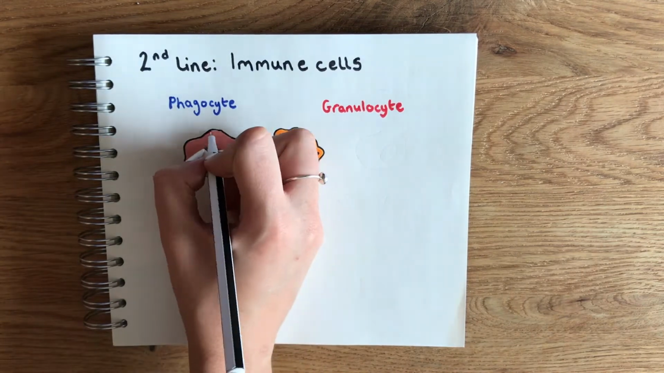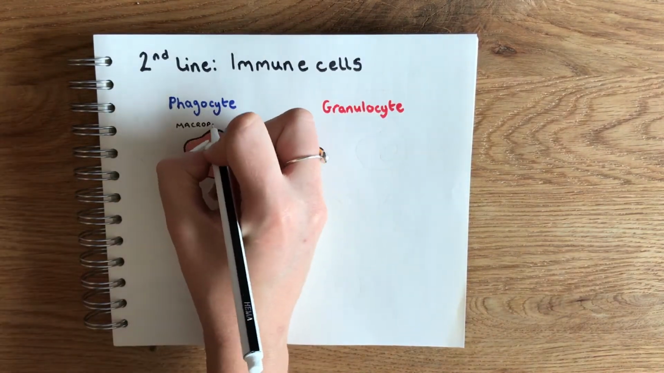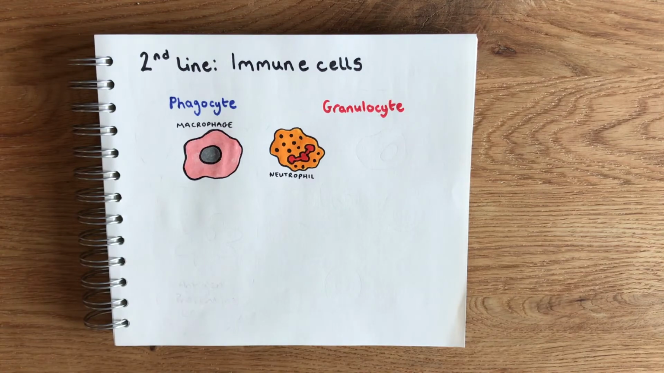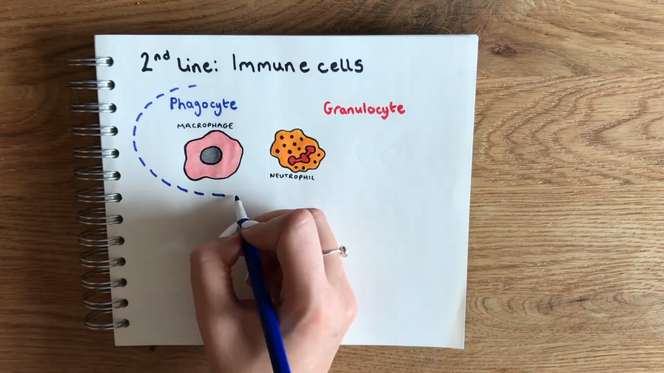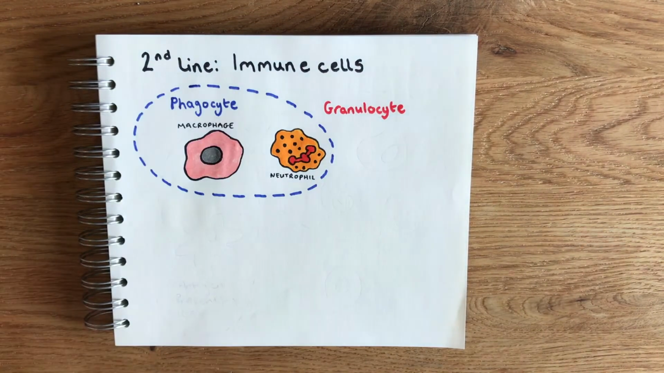They're also known as professional phagocytes, which tend to be tissue resident, meaning that they mainly reside in tissue rather than patrol the blood. So as well as engulfing pathogens, macrophages also engulf our own dead cells and any cellular debris, and essentially this just helps to keep our body nice and clean.